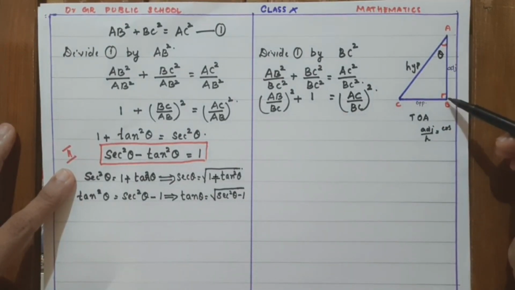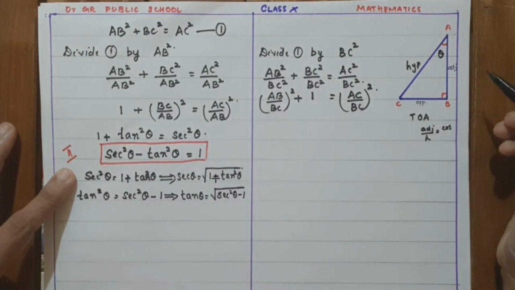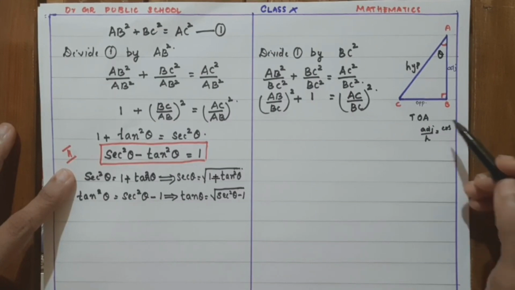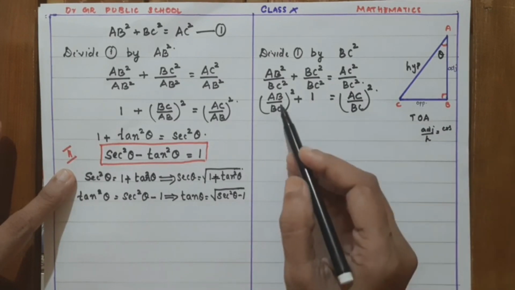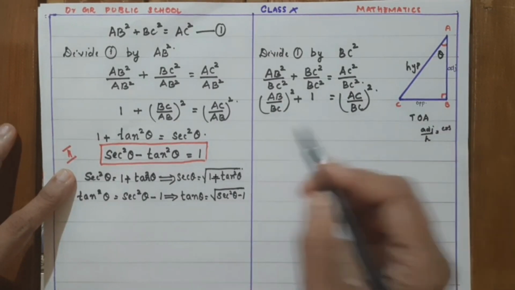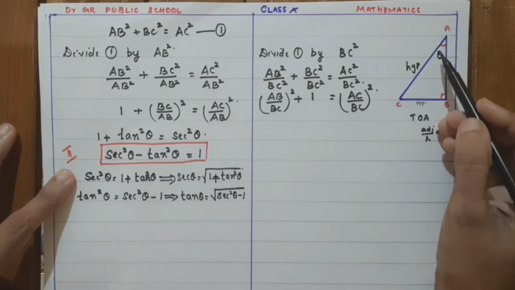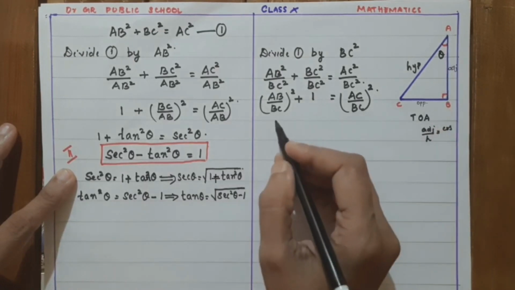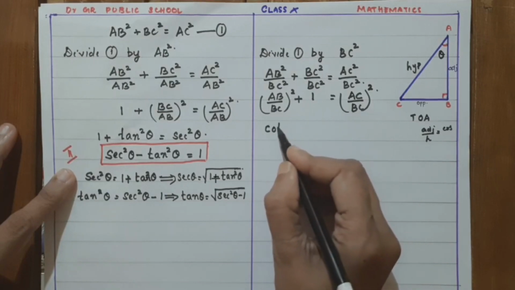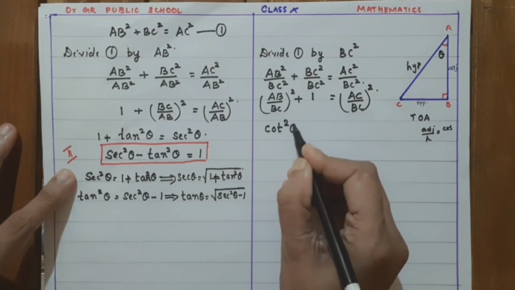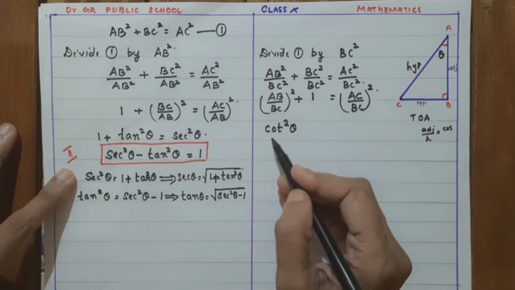Now, what is AB by BC? AB, adjacent side by opposite side. What is adjacent side by opposite side? Cot ratio, isn't it? Tan ratio is opposite side by adjacent side, and its reciprocal is cot ratio. So AB by BC is cot ratio. Here we are saying based on this theta, so it is cot theta. AB by BC is cot theta.